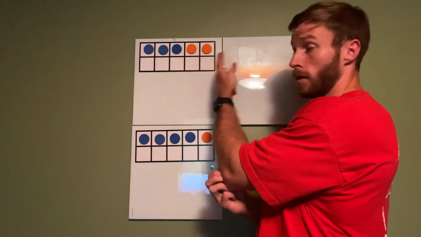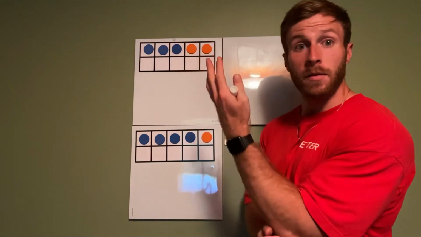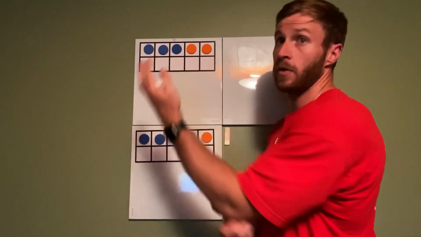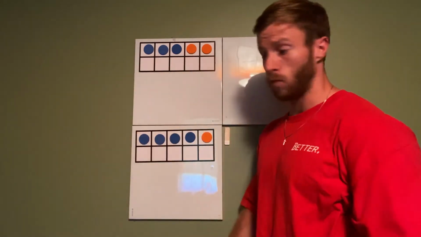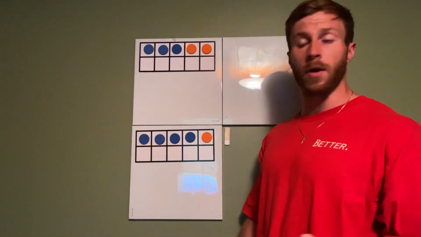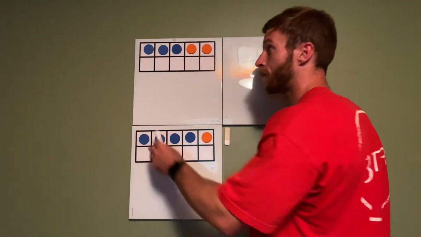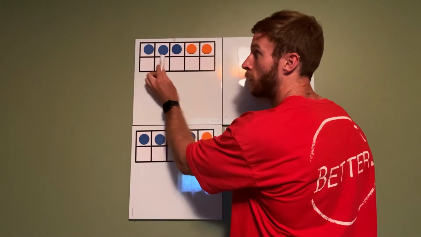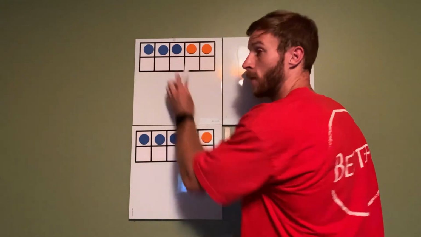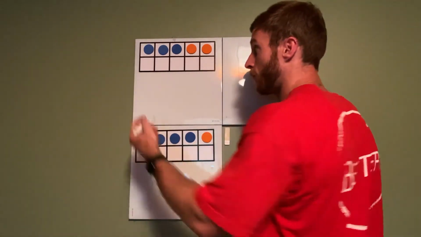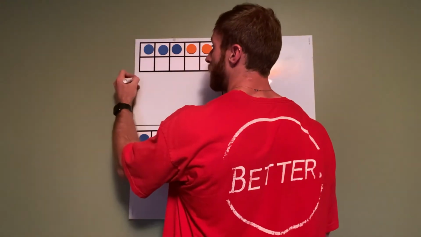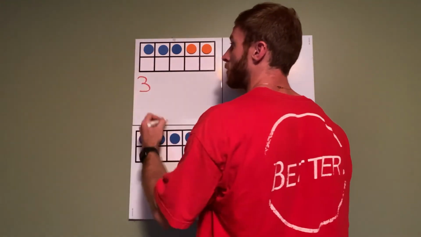Which colors do I have? I have blue and I have orange. So let's pick one color first, blues first, so let's go with that one. And we will look at that. How many blue circles do I have? Count with me, ready? 1, 2, 3. I'm going to write that down. So I have 3 blue circles.